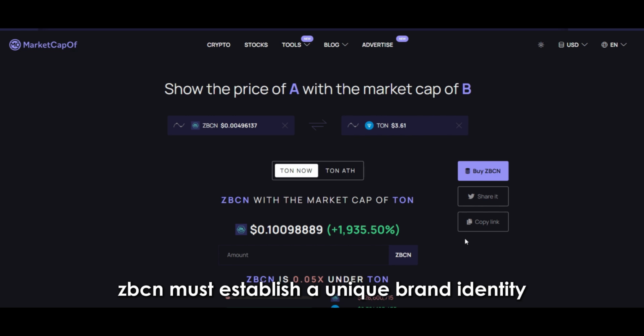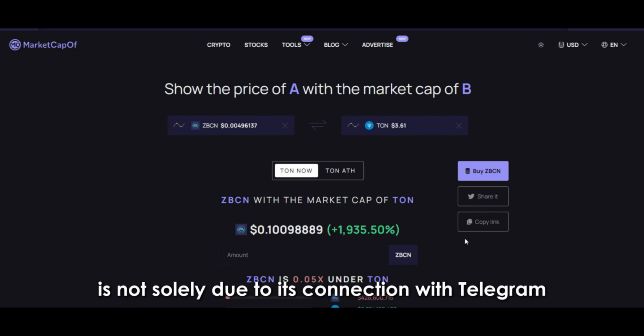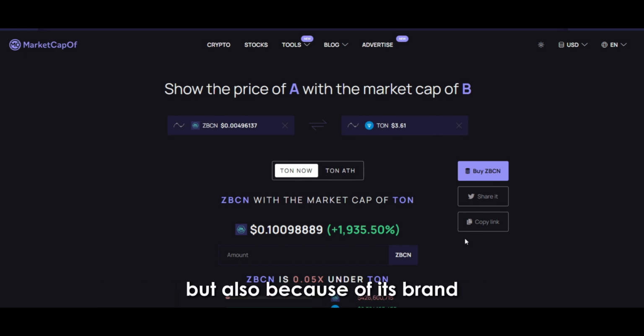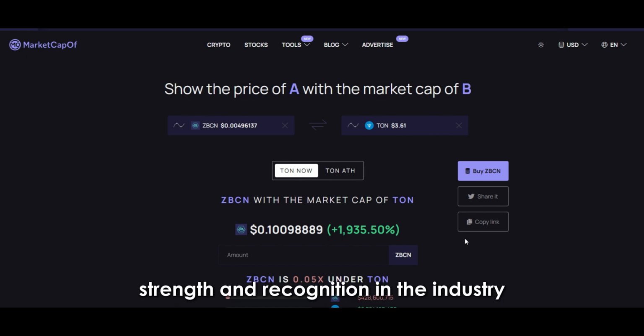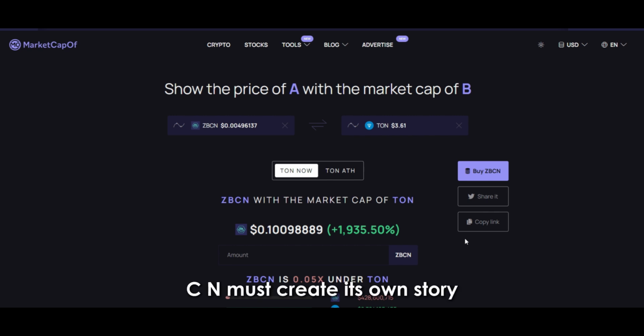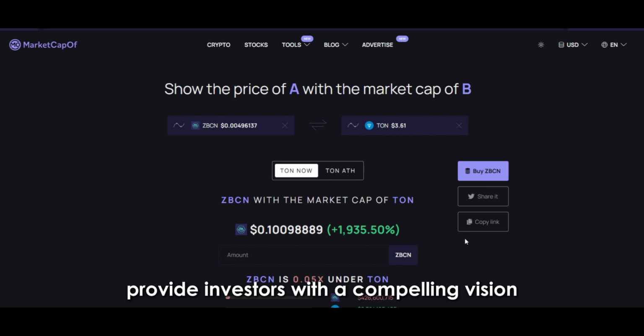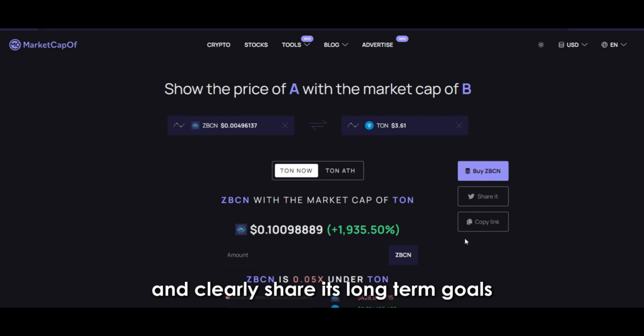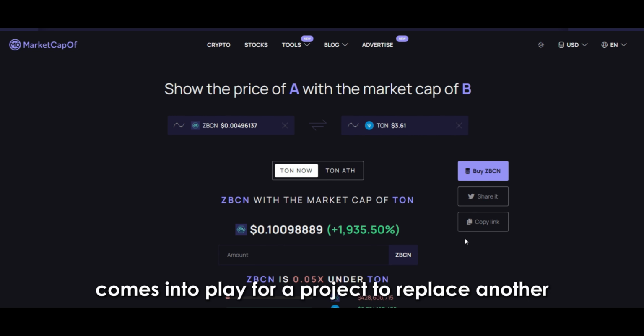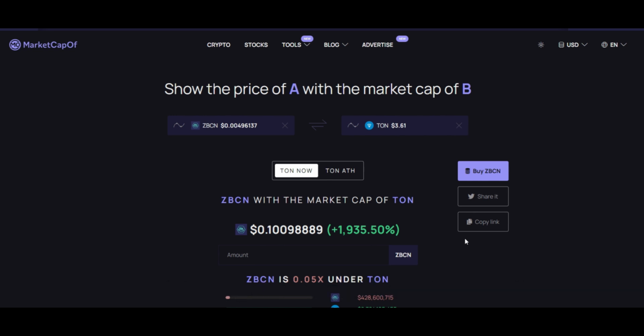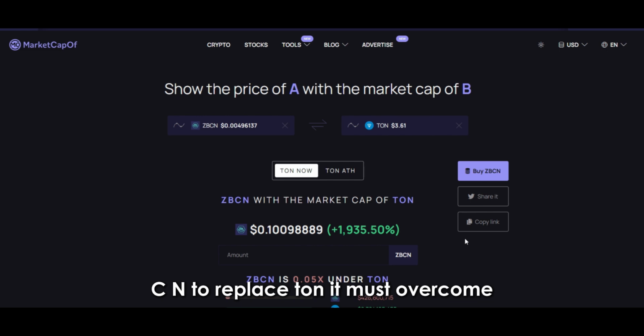Seventh, ZBCN must establish a unique brand identity. TON's success is not solely due to its connection with Telegram, but also because of its brand strength and recognition in the industry. ZBCN must create its own story, provide investors with a compelling vision, and clearly share its long-term goals. This is where the idea of surpassing itself comes into play. For a project to replace another, doing the same things is not enough. It must offer more. In conclusion, for ZBCN to replace TON, it must overcome many technical and strategic challenges.